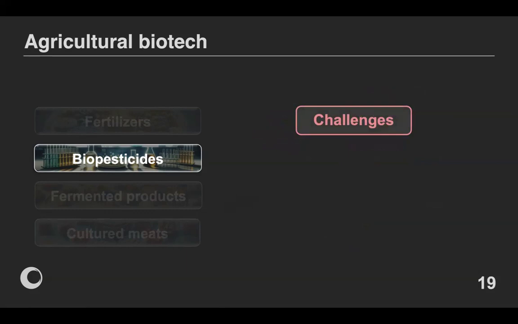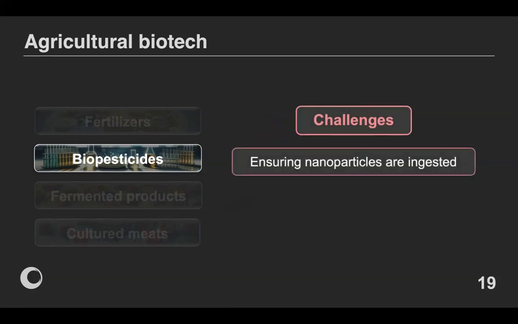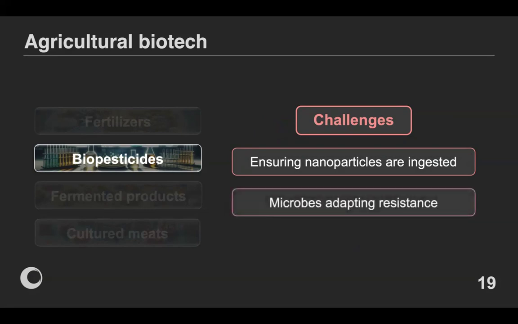Some of the challenges here: one is that it can be challenging to ensure that the nanoparticles are actually ingested by the bugs, so making sure that they're in the proper location, for example. The second is that the microbes can start adapting resistance to these double-stranded RNAs, so you need to design them in a way such that the bugs don't evolve resistance to the double-stranded RNA over time.